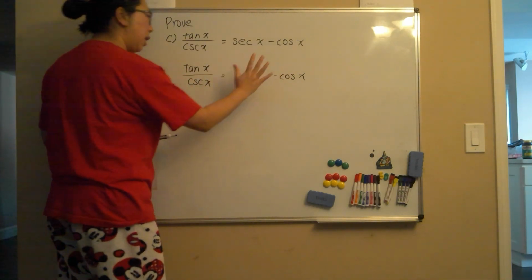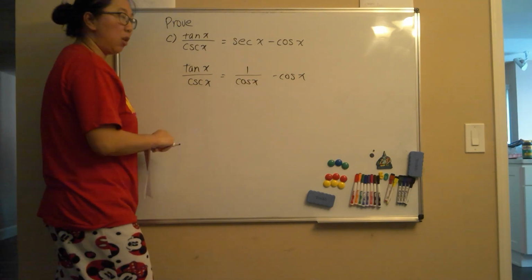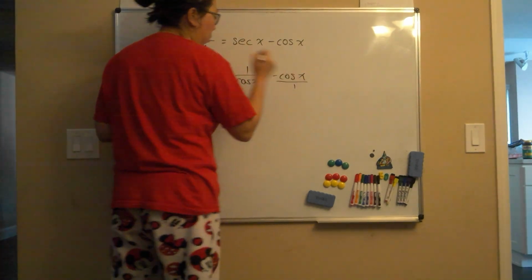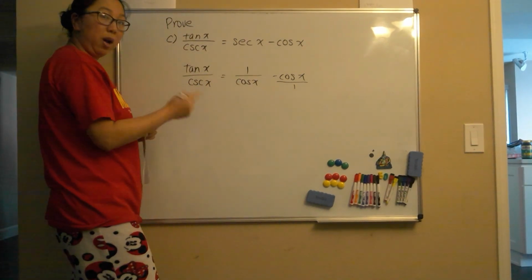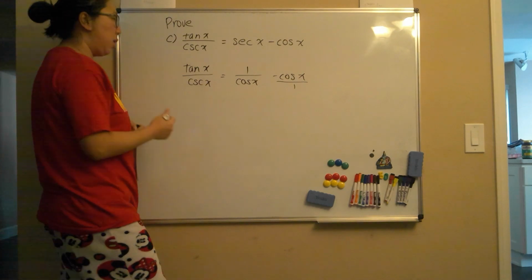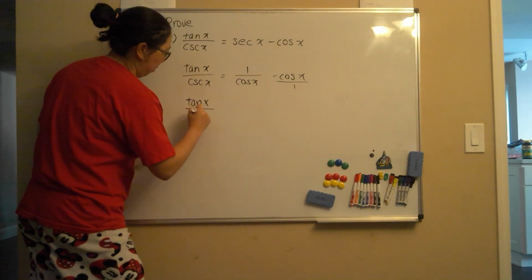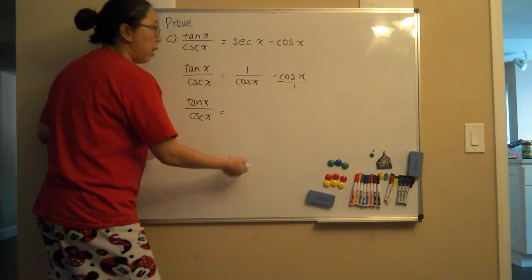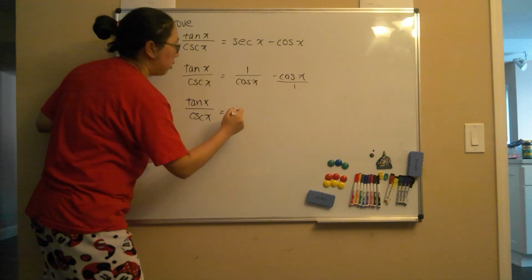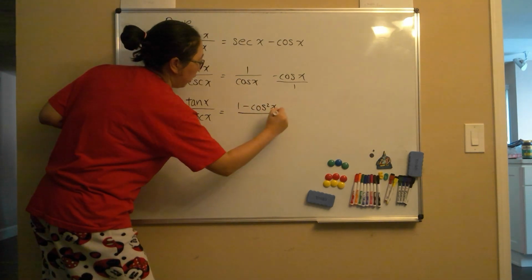So in order to take this side to this side, it looks like I need to combine these fractions over again. This is cosine x over 1. In order to add two fractions together, or a fraction with a whole number, I need a common denominator. So I'm going to have to multiply this one by cosine x over cosine x, which is going to give me 1 minus cosine squared x over cosine x.